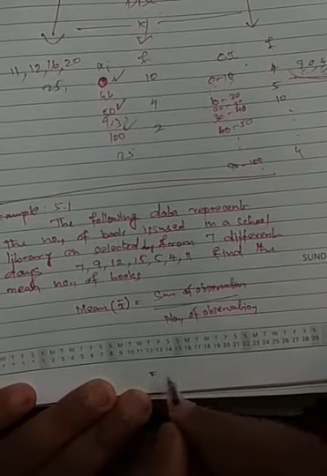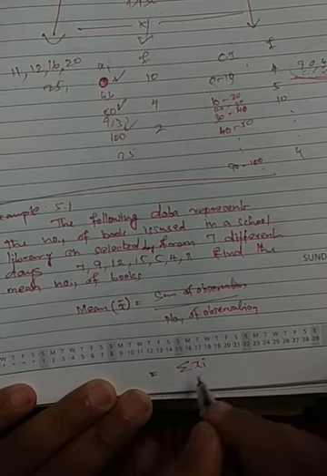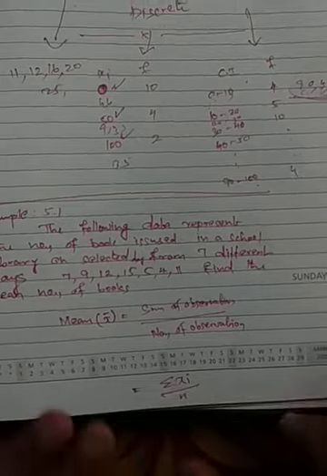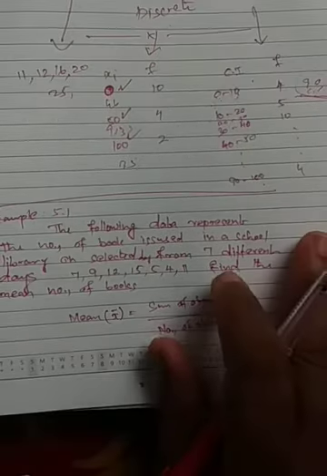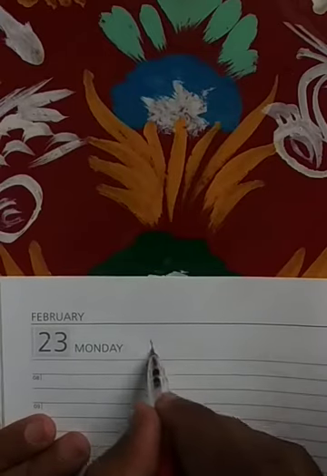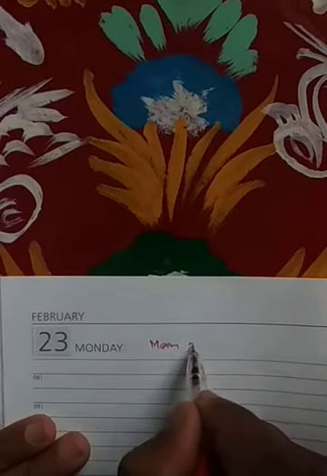Means it's simple. Summation xi divided by n. N is number of observation. You can see here, I am writing here. I will turn the page and then I will show you. Mean formula I am writing. Mean once again, mean x bar.